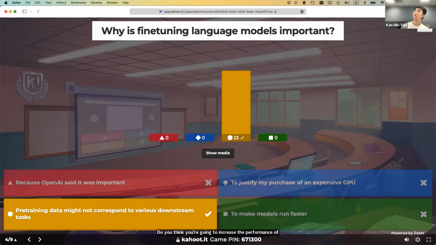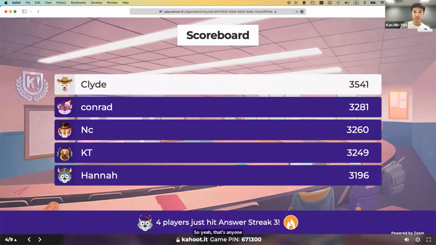And therefore we want to do fine-tuning because our pre-trained data may not have the same data distribution and therefore may not represent your downstream task properly. That's why you want to fine-tune, in order to make it more performant on downstream tasks. So, does everyone have this? Okay. Our podium is still the same. We'll go to the next question.